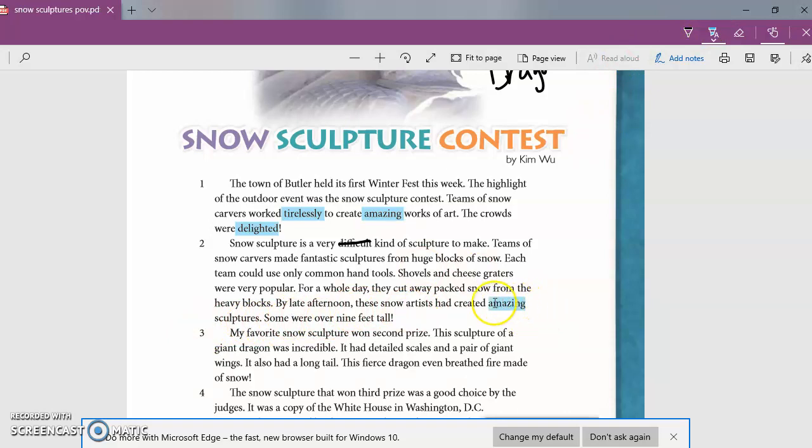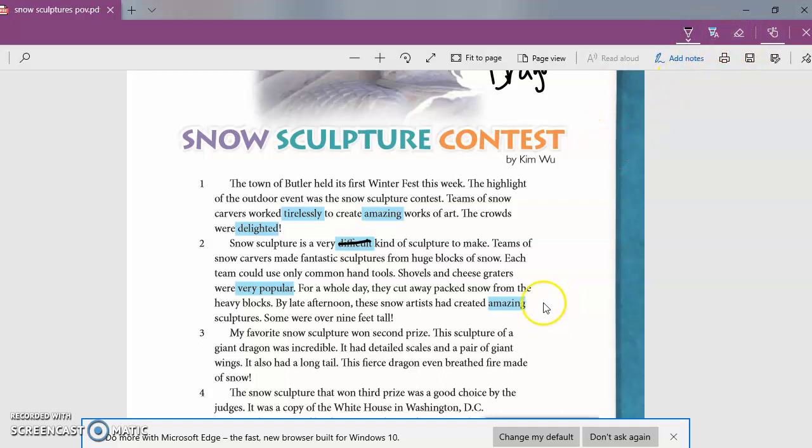Again, I see the word amazing. And up here, I kind of blacked it out, but that is the word difficult. Also, very popular is another describing word. So up here, you might think, hey, the author is saying it's difficult. Isn't that kind of a negative describing word? Well, if you read this sentence, snow sculpture is a very difficult kind of sculpture to make. They're not saying it in a negative tone. They're saying that it's a very hard task to do, and it's almost very impressive.